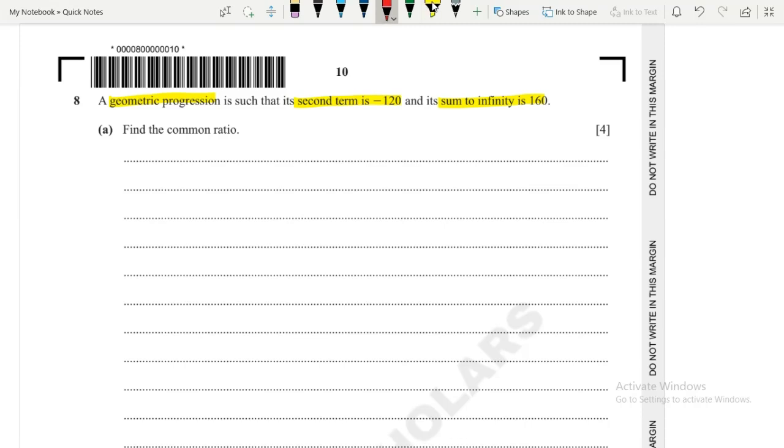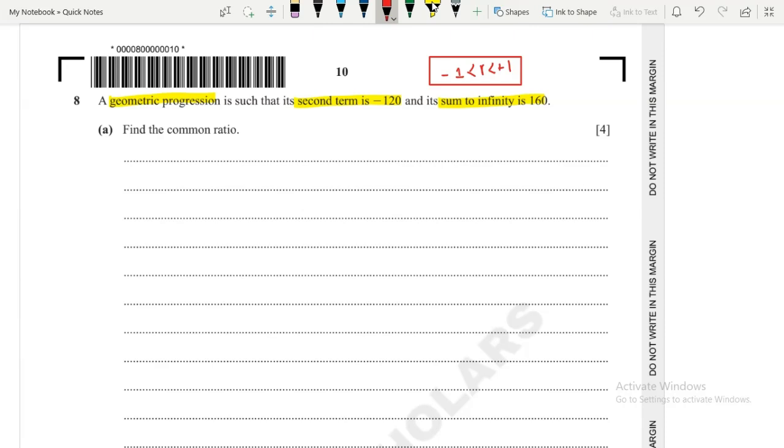Now the important point that you should know here is that the sum to infinity is only possible when the common ratio is converging. It is less than plus 1 and greater than minus 1. So then the sum to infinity is possible. Okay, so now how can we do this?